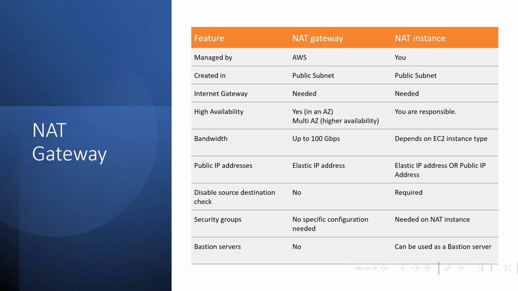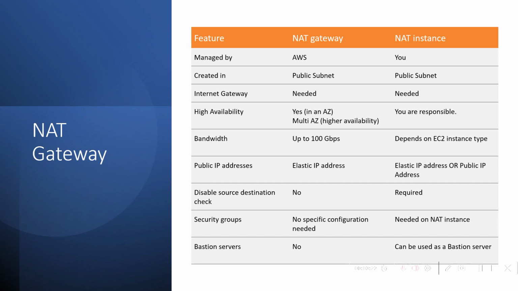For the NAT instance, of course, you are responsible. Bandwidth: it supports up to 100 Gbps. For the NAT instance, it depends on what type of EC2 instance you are choosing. Public IP address: NAT gateway requires an Elastic IP, whereas NAT instance supports an Elastic IP address as well as a public IP address. In NAT instance, you have to disable source/destination check, but this is not required in NAT gateway.